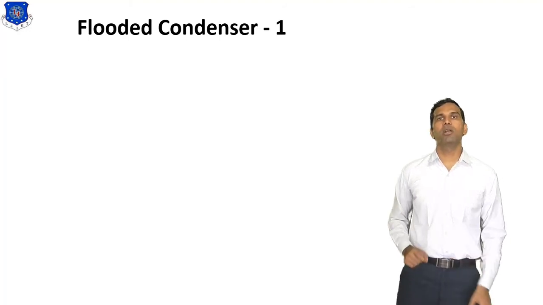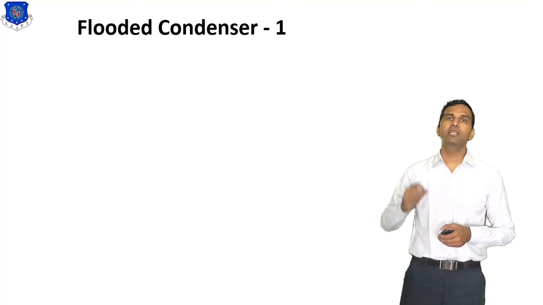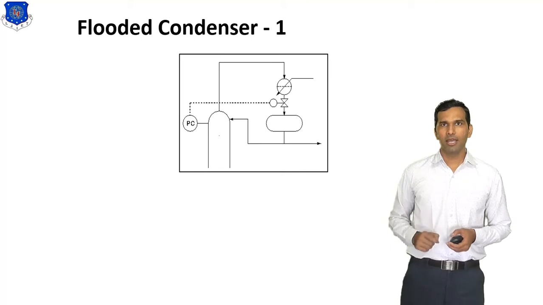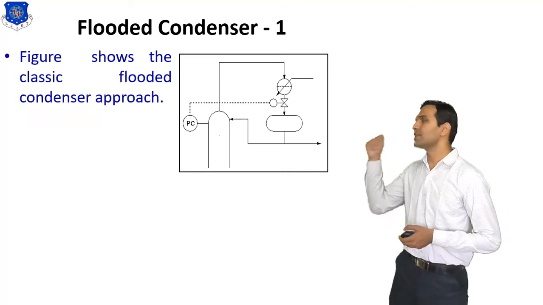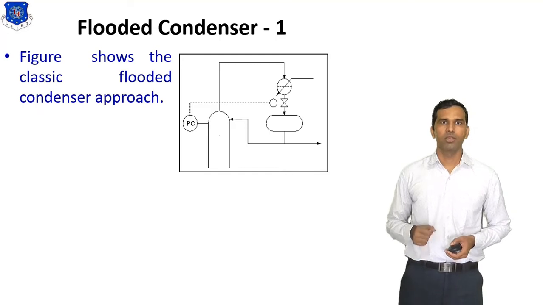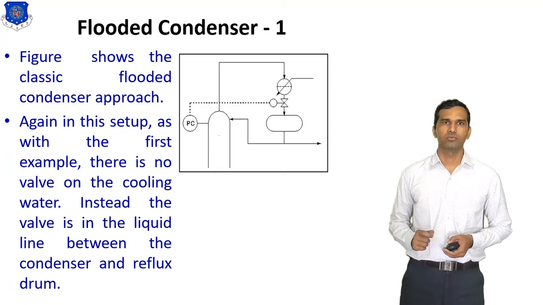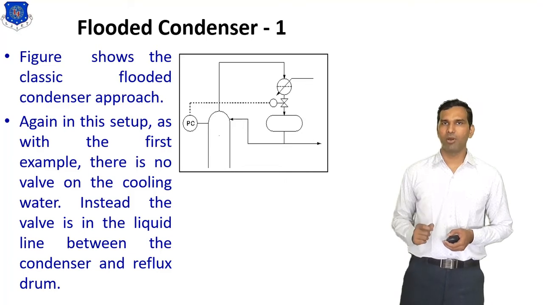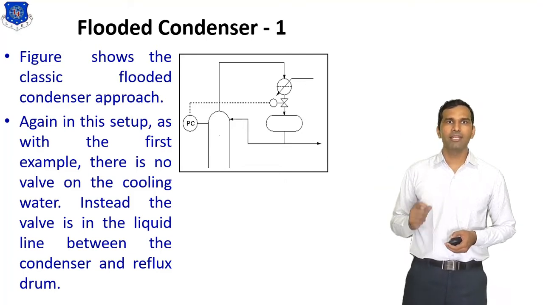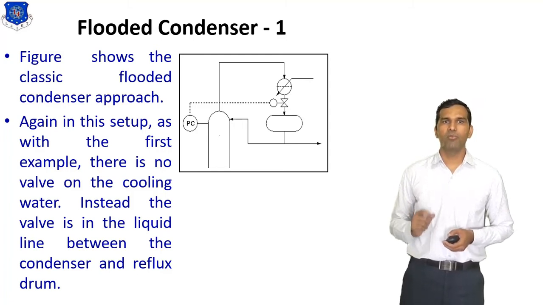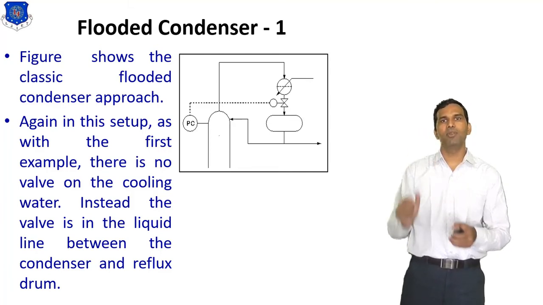Now we discuss the third scheme, and the name of this scheme is flooded condenser 1. Here you can see the diagram of this scheme. The figure shows the classic flooded condenser approach. Again in this setup, as with the first example, that means in the first scheme, there is no valve on the cooling water. Instead the valve is in the liquid line between the condenser and reflux.